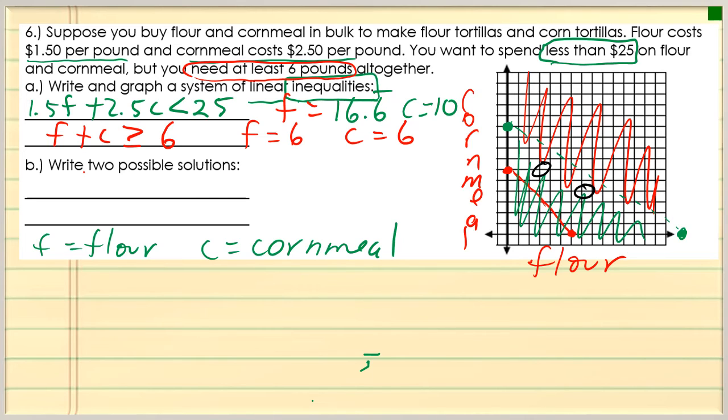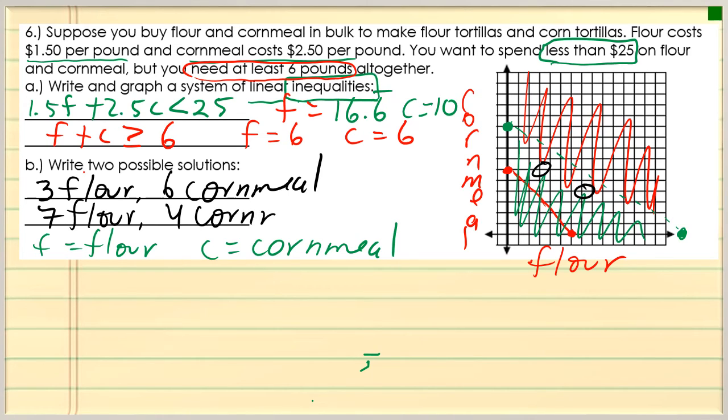1, 2, 3, 1, 2, 3, 4, 5, 6. So 3 flour and 6 cornmeal. That's one possible solution. Since it's a linear inequality, there's lots of ways I could get what I need and spend less than $25. The other option I've circled here is 1, 2, 3, 4, 5, 6, 7. 1, 2, 3, 4. 7 flour and 4 cornmeal. You might come up with different solutions since there are so many to choose from. Tell me when you get to class.